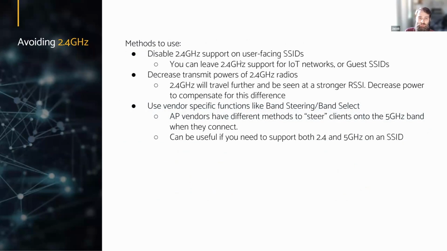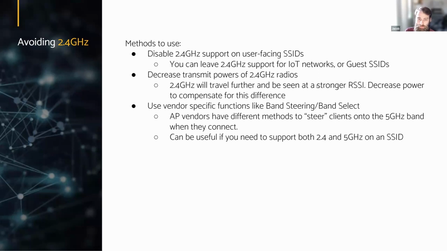So here are some methods you can use to mitigate that. Disable 2.4 on your user-facing SSIDs. You can typically set this per SSID, where you say, okay, my student network only supports 5 gigahertz. Then you can leave 2.4 on for your IoT networks, or maybe your guest SSID where it's all BYOD and you don't really care about the quality of service so much. Decrease transmit power on 2.4.